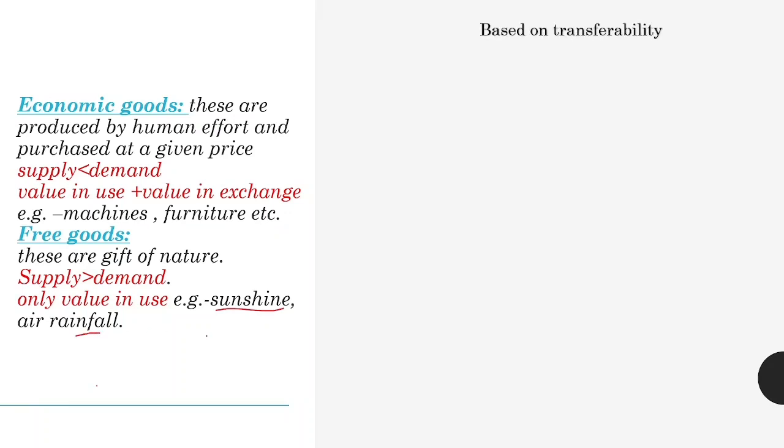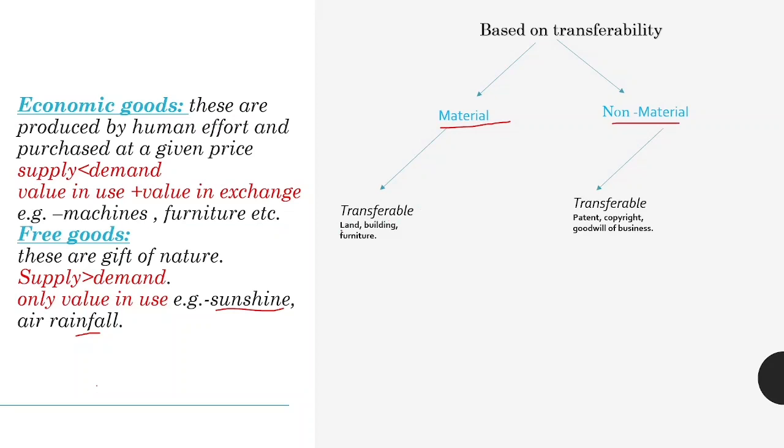Okay. Now, classification based on transferability. So goods are either material or non-material, as we know. First, they are classified into material and non-material. So they can be material like machines, buildings, etc., or non-material like intelligence, quality, etc. Now, material goods are further classified into transferable, and non-material are also classified into transferable. So in material come land, building, furniture, and in non-material comes patent. So remember, patent and copyrights are transferable non-material goods. Goodwill of a business is also transferable. You can transfer a patent or copyright, right?